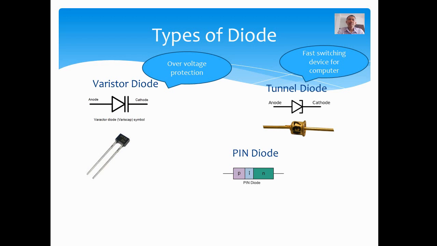A PIN diode is a combination of positive material, intrinsic material, and negative material. When we say intrinsic material, this is a semiconductor material without impurities. It means that it is a pure semiconductor. Here is the equivalent symbol. Take note of the PIN on top. When you see the PIN on top, this component is referring to a PIN diode.